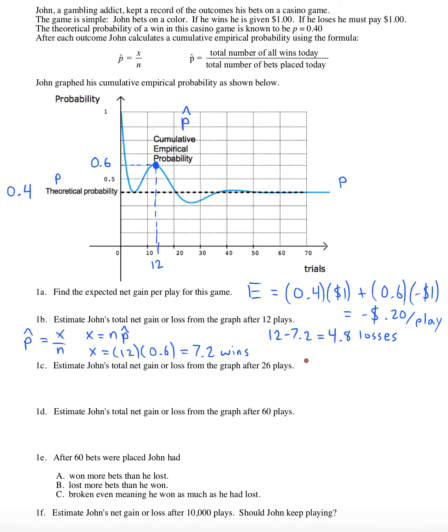So we actually want to subtract them because he gets $1 every time he wins, and he pays $1 every time he loses. So his net gain here is $2.40. So he's actually ahead. He's doing well at that time. What about after 26 plays, though?